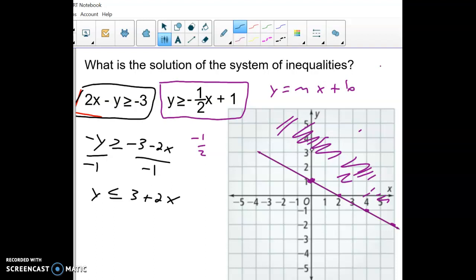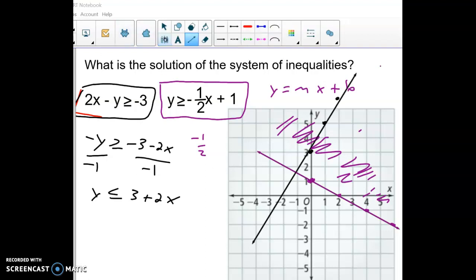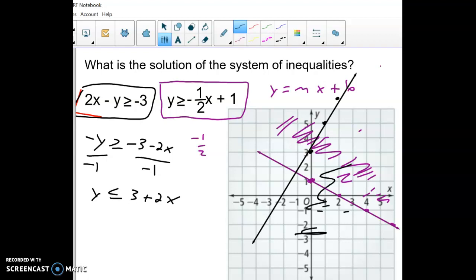All right, so now graphing, we're going to start at 3 and have a slope of 2. So up 2 over 1, and I'm going to draw the line. This one's going to be a solid line again because of the equal to. Now we are going to shade below that line because we have y less than or equal to, so y is little here, so we shade below. And again, I would lightly shade on your paper.